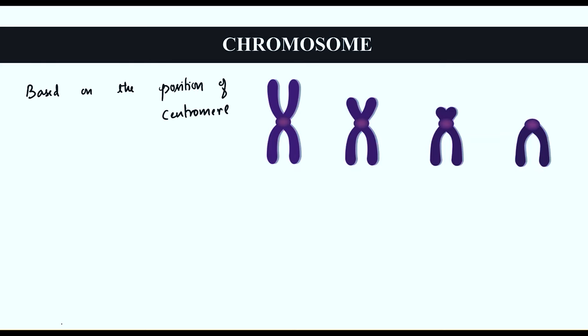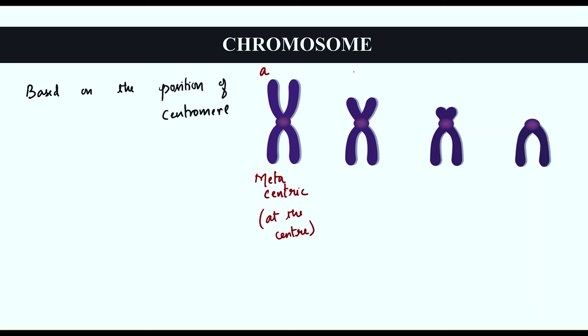Now, this chromosome is divided into four types based on the position of centromere. We know what is centromere, right? The centromere is this, right? So this is the centromere. Now, from the first picture, let me name this picture. Okay, this is A. Can you tell me where the centromere is present? Yes. So the centromere is present in the center of the chromosome, right? So this is called as the metacentric. Here, the centromere is present at the center.